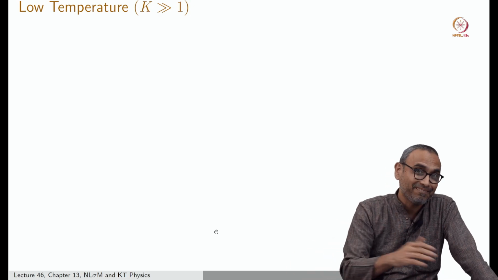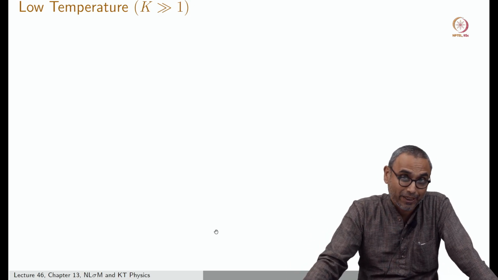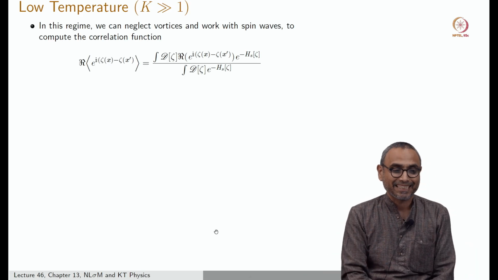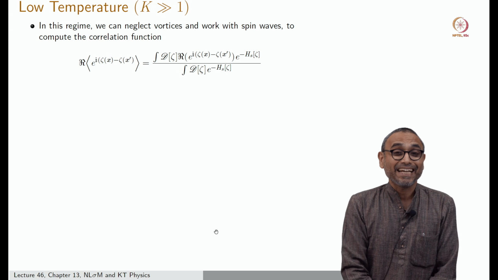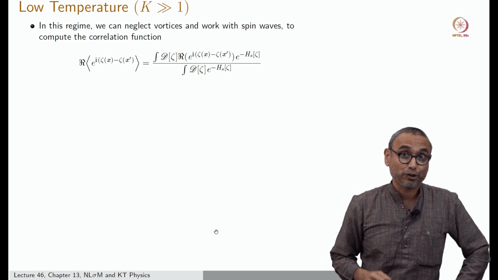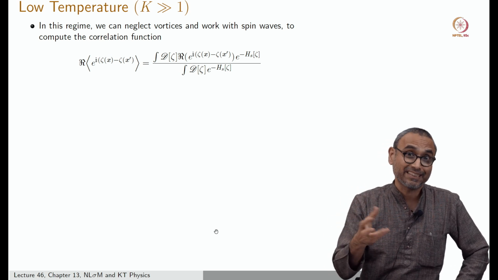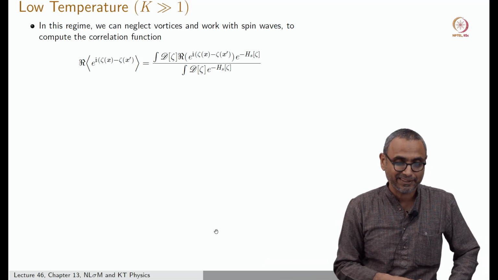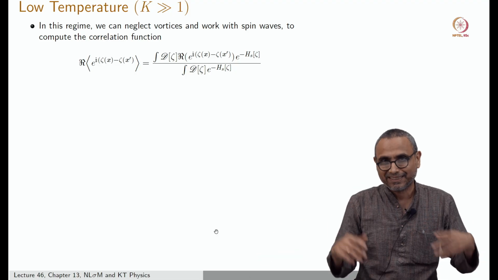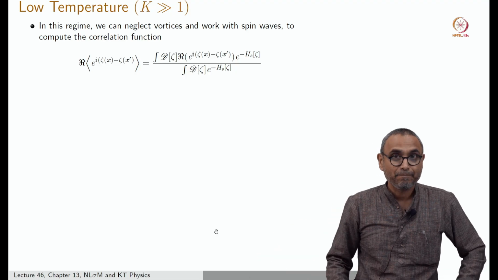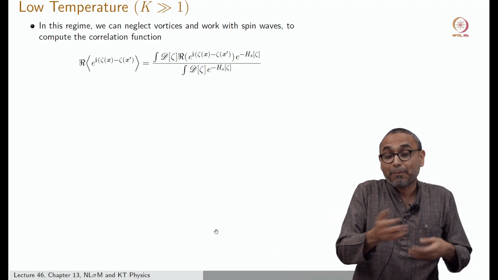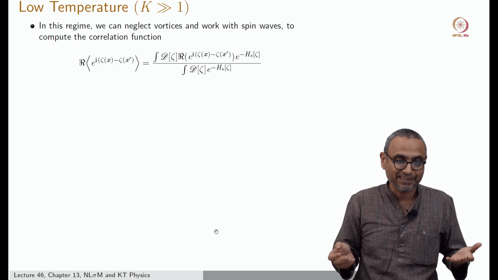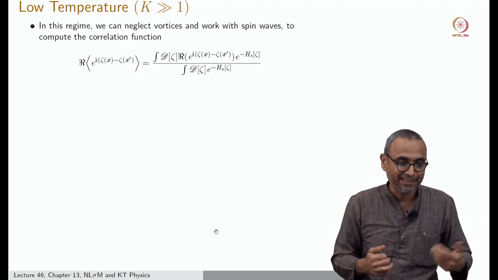What happens when k is much greater than 1? When k is much greater than 1, we can neglect vortices completely, because vortices are very expensive. The core energy is already there, and if you work at temperature scales which are much smaller than the core energy, then all of their effects are exponentially suppressed. And I do have gapless excitations in the system, so they will be all excited, right? Because for a gapless system, at any temperature, some of them will be excited.